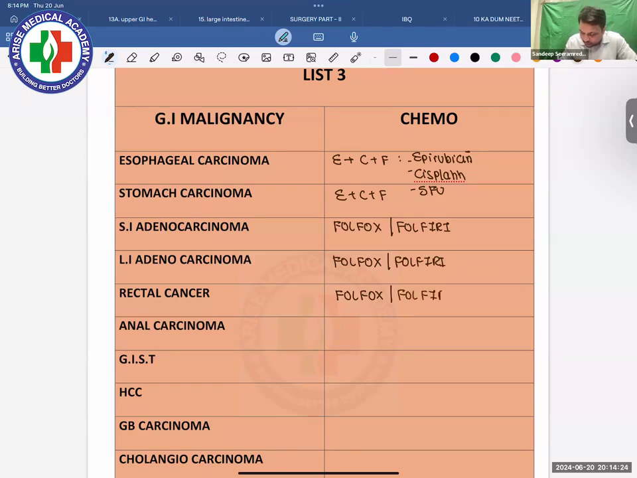So I hope everybody knows the components of FOLFOX and FOLFIRI. In FOLFOX, FOL stands for folinic acid. Another F stands for 5-fluorouracil. OX stands for oxaliplatin. And on the other hand, IRI stands for irinotecan.